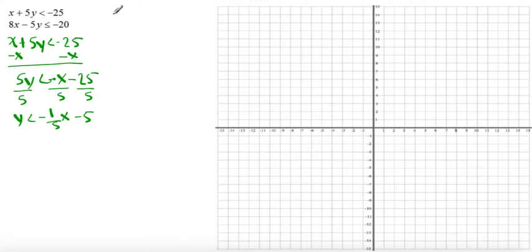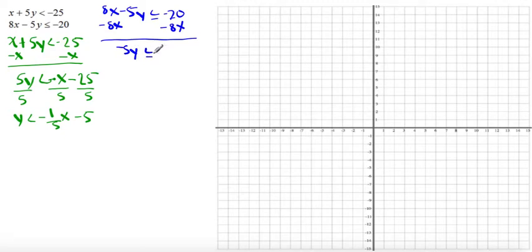Do the same thing to the second inequality. Subtract 8x on both sides. So I have negative 5y less than or equal to negative 8x minus 20. Divide both sides by negative 5. So y is greater than or equal to, I have my symbol flipped because I divided by a negative. Negative 8 divided by negative 5 is positive 8/5 x, and then negative 20 divided by negative 5 is positive 4.